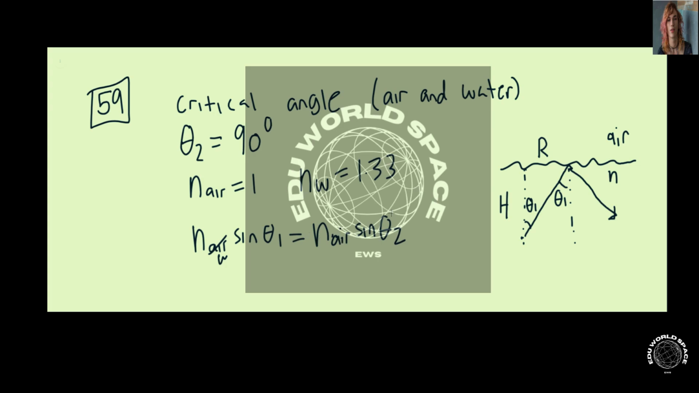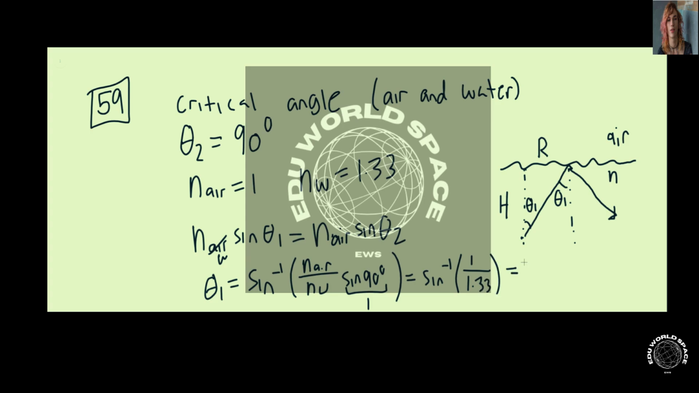So at this point, if we're solving for theta 1, which is the angle, we can find it with a little bit of algebra. Theta 1 is equal to inverse sine of n air over n water, times sine of 90 degrees, and this will become 1. So really, we're just calculating inverse sine of 1 over 1.33, which comes out to be about 48.75 degrees.